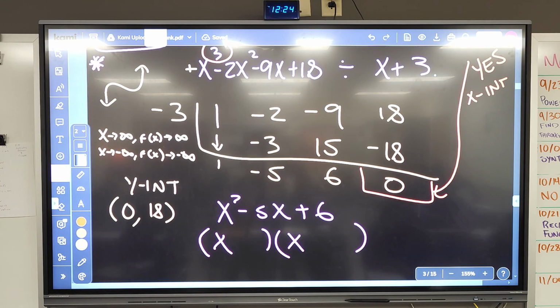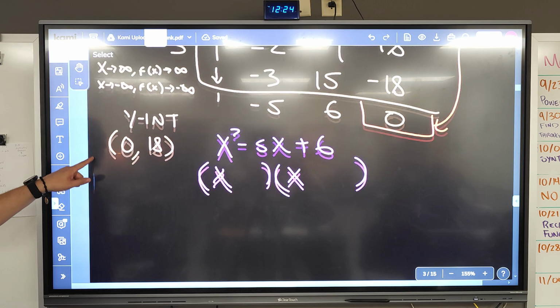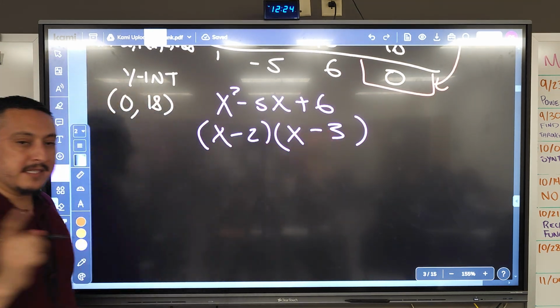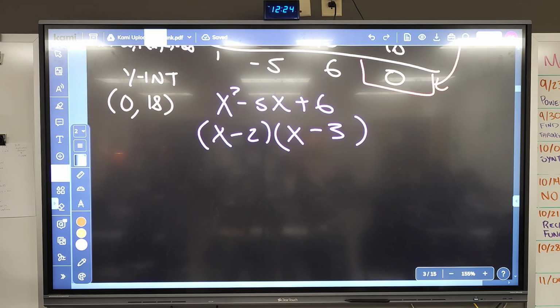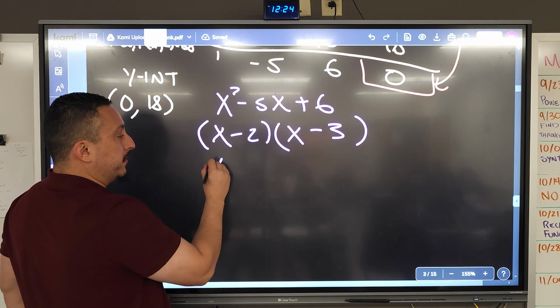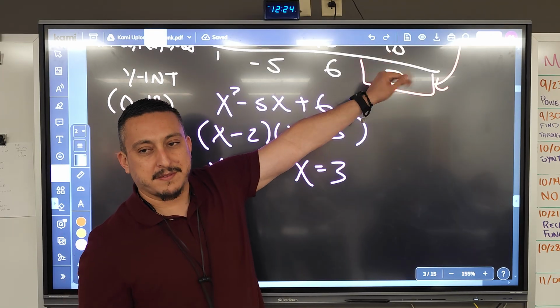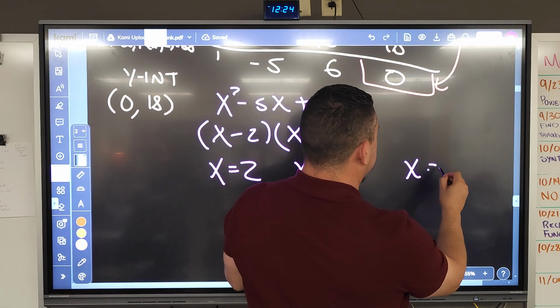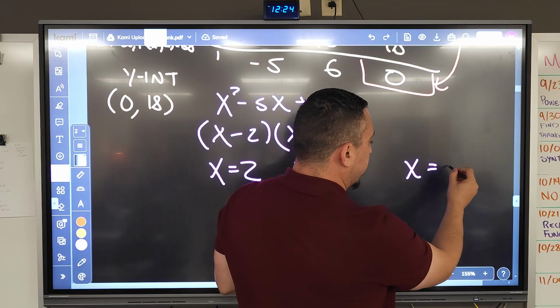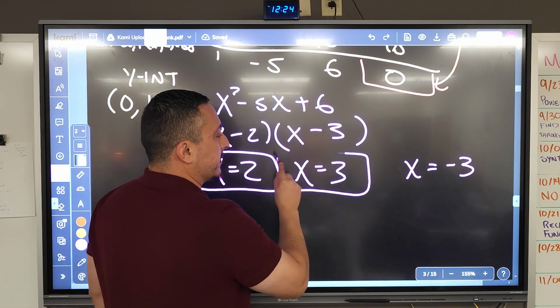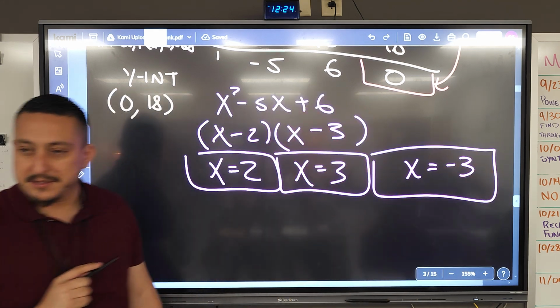What times what multiplies to 6 but adds to -5? 2 and 3. Okay, some of you might think 6 and 1 work, but 6 and 1 don't work because they'll multiply to -6, and I needed to multiply to a +6. So here, those are my factors, but my roots are 2, 3, and what was the one that we did with the division? X equals -3 or +3? -3. So look, guys, these 4. Now I don't know just part of the picture. I know the whole picture.